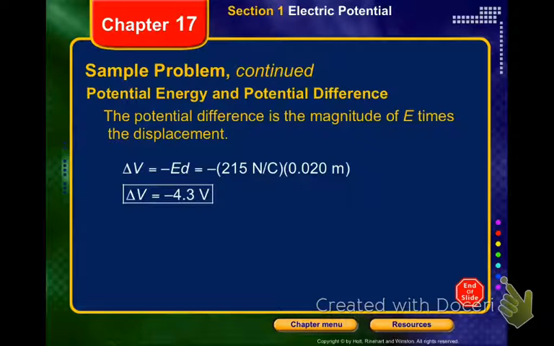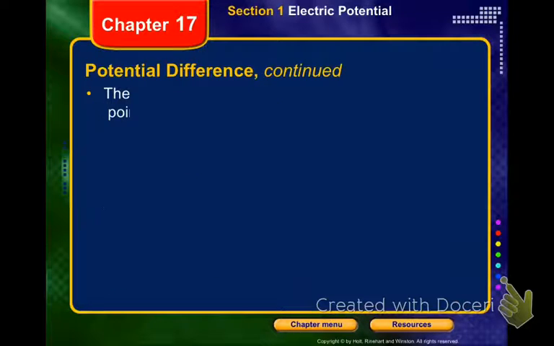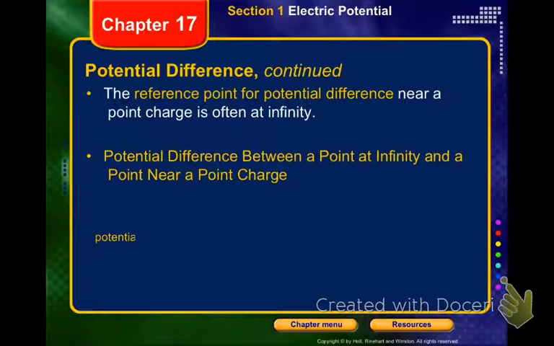So going back to this right here, it's showing you a charge at A, a charge at B, and they are separated by some distance r. And the second bullet point tells you that there will be an electric potential that exists at some point in an electric field regardless of whether there is a charge at that point. So there is an electric potential that exists based on these two charges that are separated by some distance. The reference point for potential difference near a point charge is often at infinity.